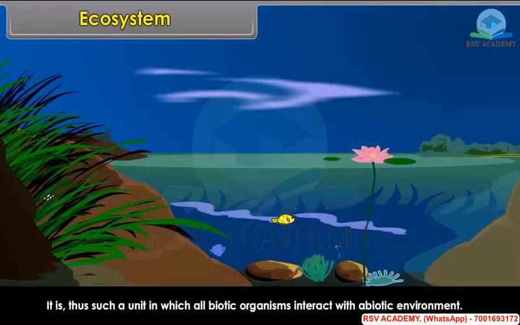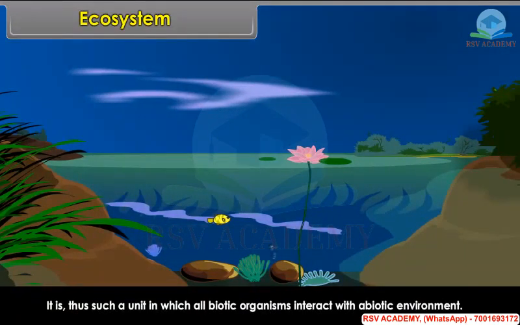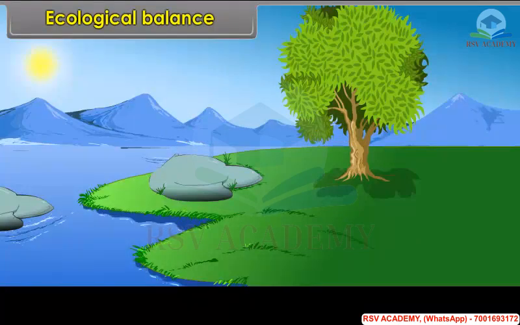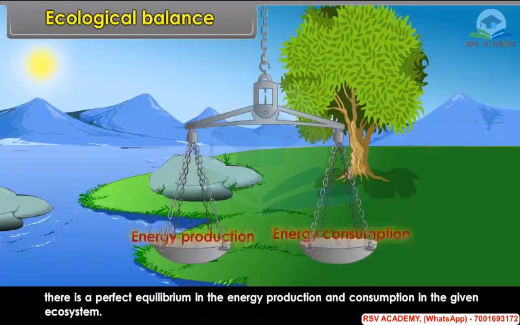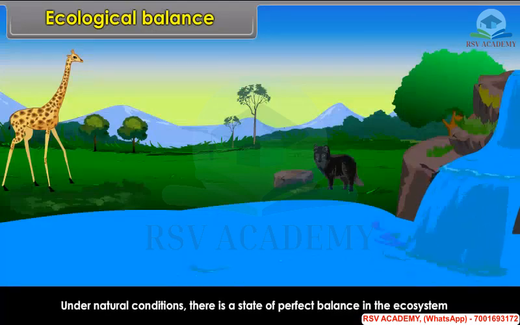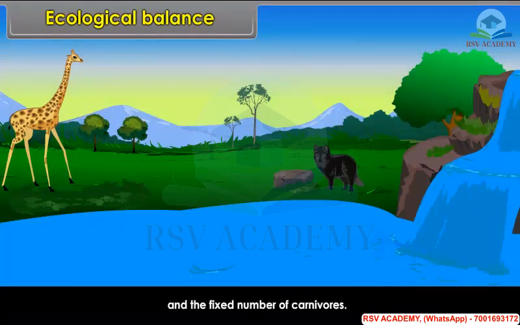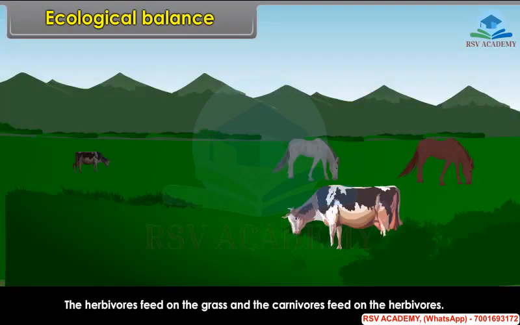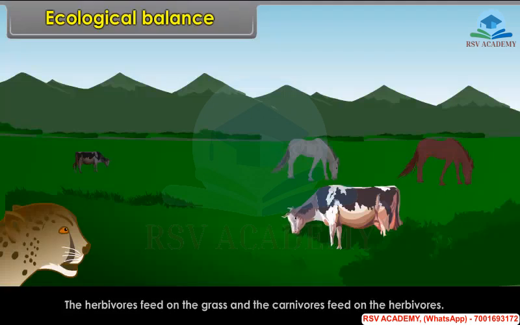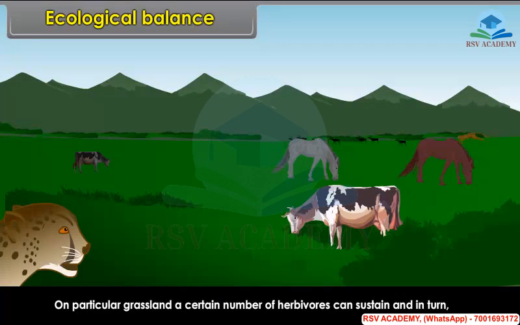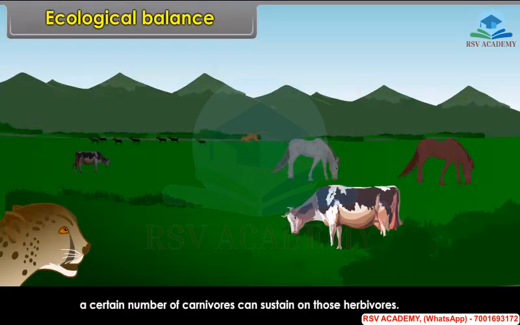Ecological balance. Ecological balance is the condition under which there is a perfect equilibrium in the energy production and consumption in the given ecosystem. Under natural conditions, there is a state of perfect balance in the ecosystem, and this balance is maintained by the fixed number of herbivores and the fixed number of carnivores. The herbivores feed on the grass and the carnivores feed on the herbivores. On particular grassland, a certain number of herbivores can sustain, and in turn, a certain number of carnivores can sustain on those herbivores. Thus, in the state of ecological balance, the living organisms remain almost stable.